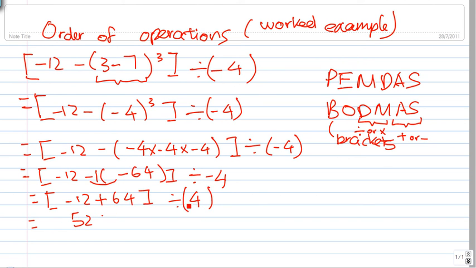Oops, looks like I made a mistake here. I should have added a negative sign, divided by negative 4, is equal to negative 13.